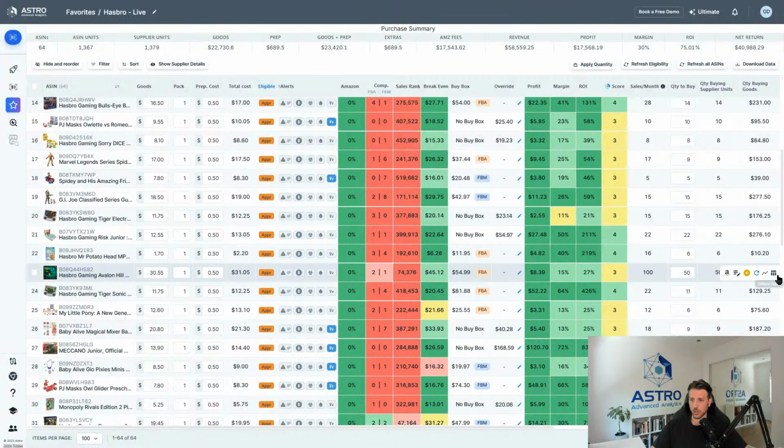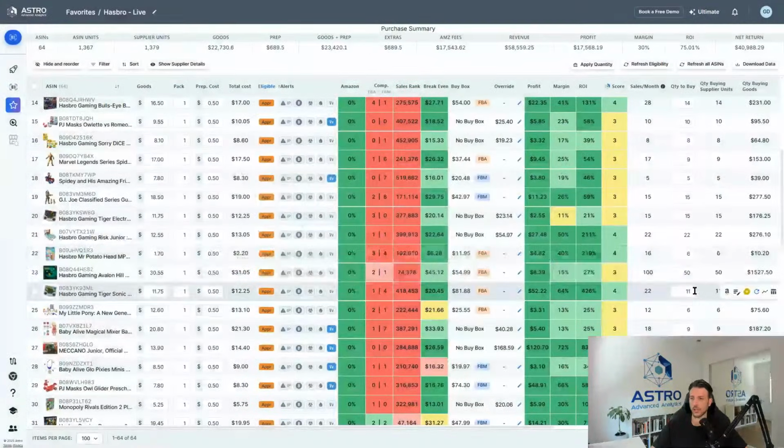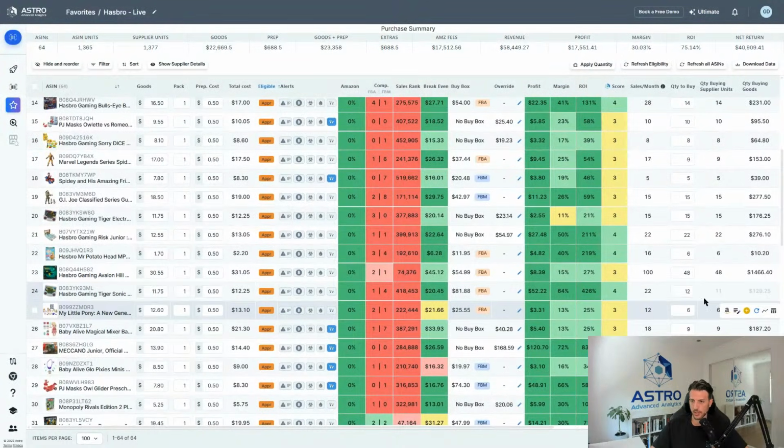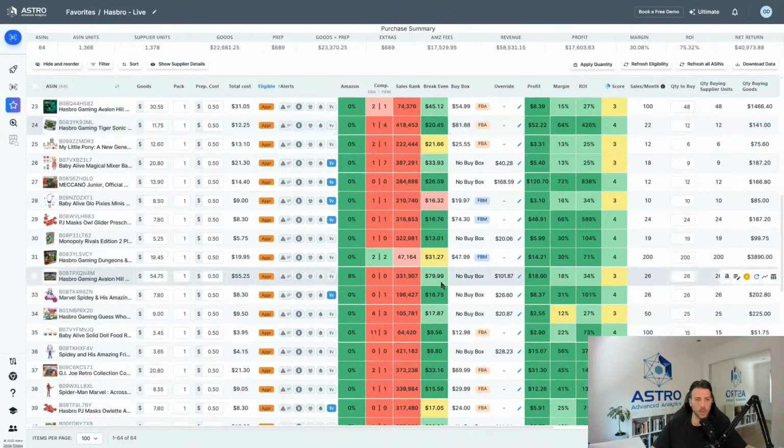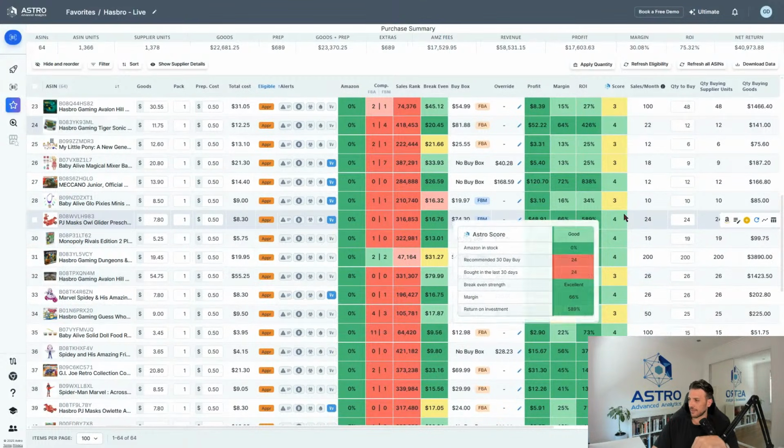How much stock do they have? 84 units. Okay, they're not selling off soon. So yeah, maybe I would probably buy maybe 48 of these, probably buying in 12s or 6s or 12s. So yeah, not bad. This product's not bad. Any other questions, fellas?